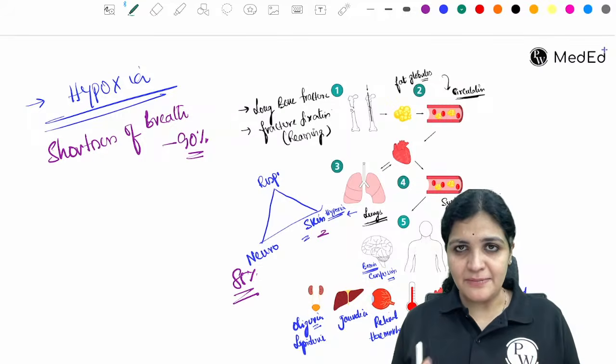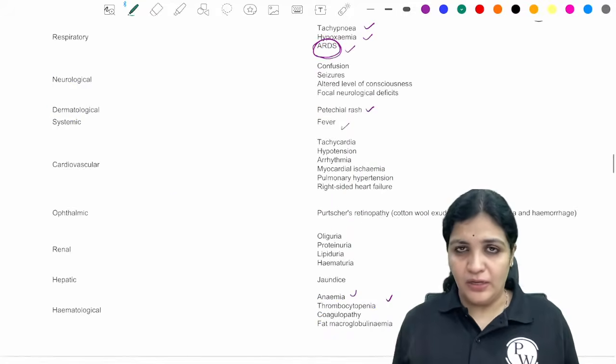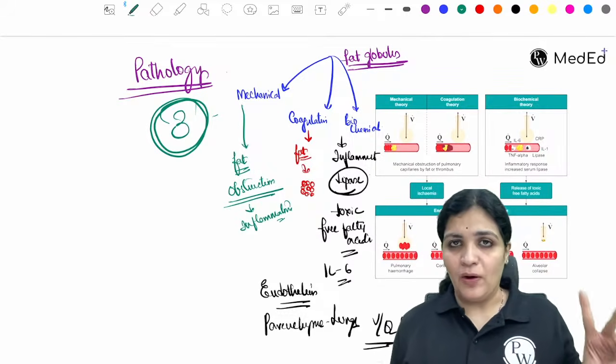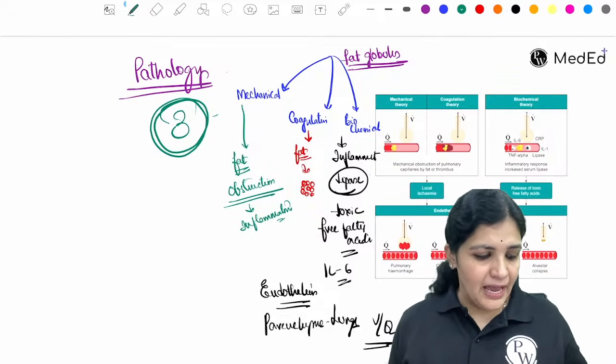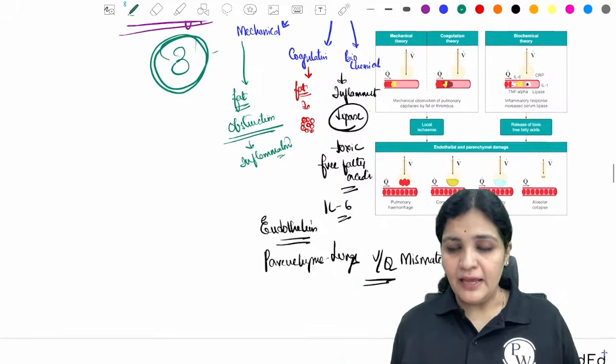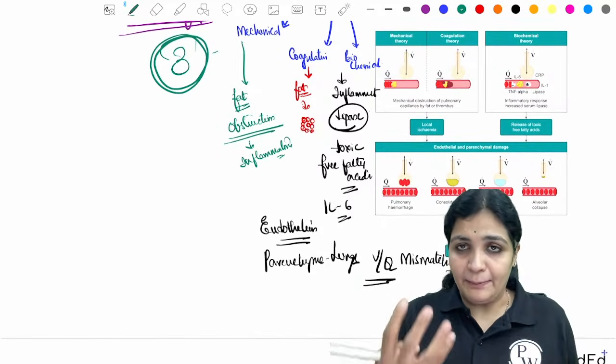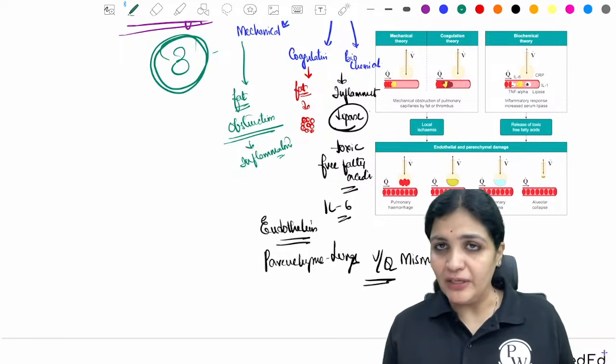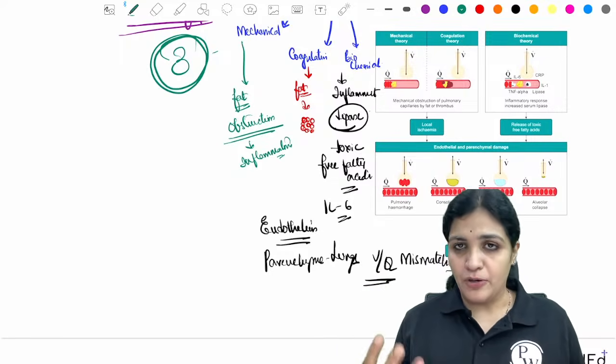So signs and symptoms. And then what is the pathology of it? There are three theories behind it: one is mechanical, the coagulation, and the biochemical theory. And all these theories will result in damage to the endothelium or the capillaries, and then the parenchymal damage, which further results in the VQ mismatch, resulting in hypoxemia.